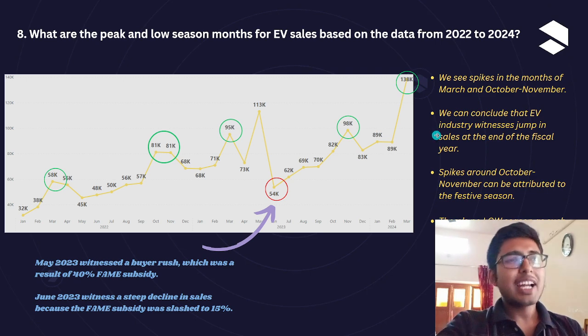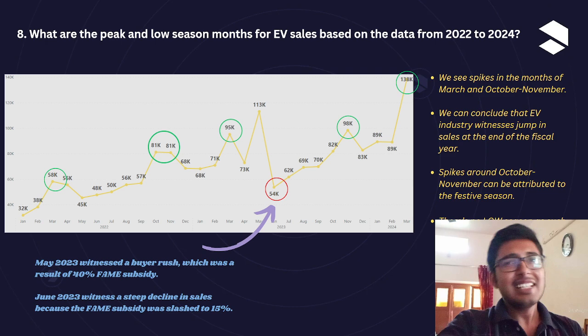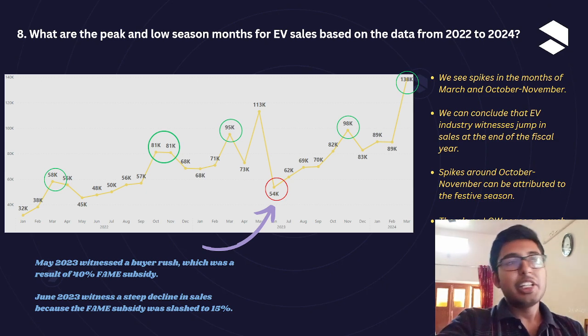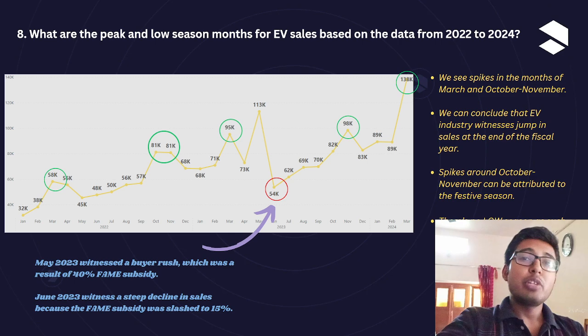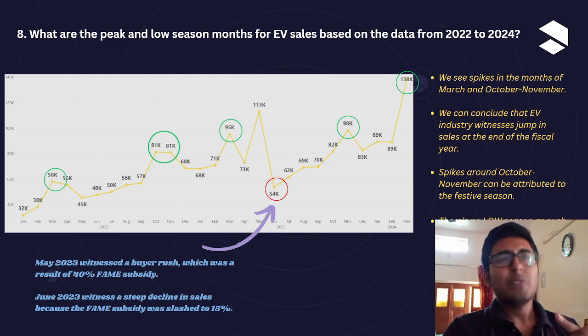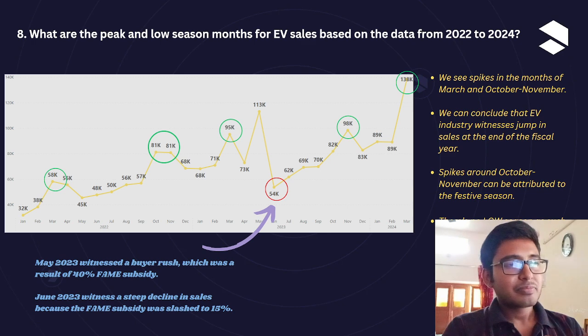So we can conclude that the EV industry sees a spike in sales during the end of the fiscal year, because March is the end of the fiscal year. And secondly, the EV industry sees a jump in sales during October, November, which can be attributed to the festive season, because during October, November people celebrate Dussehra, Diwali. In Gujarat there is Navratri, in the South there's Bathukamma, so it can be attributed to the festive season. But there is no such low season which can be identified.